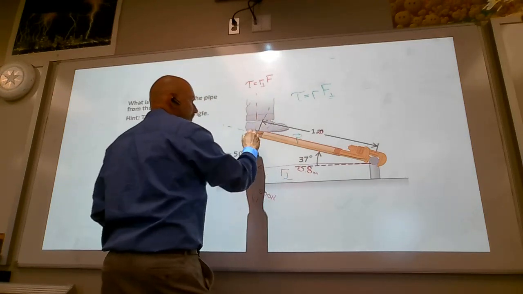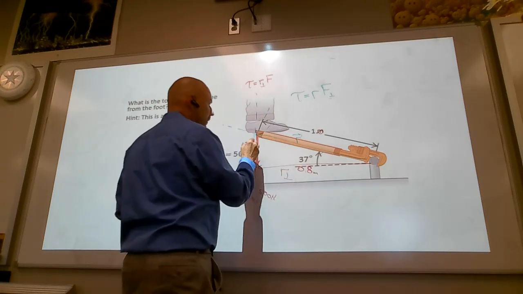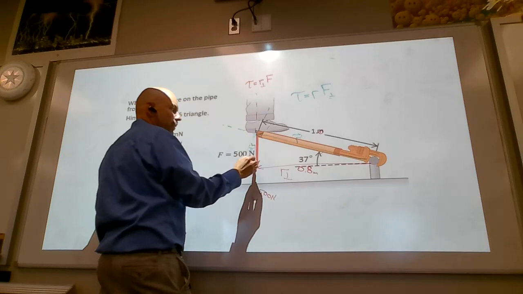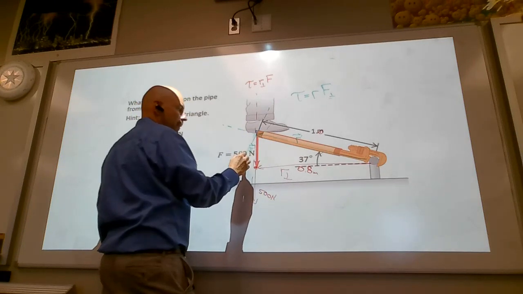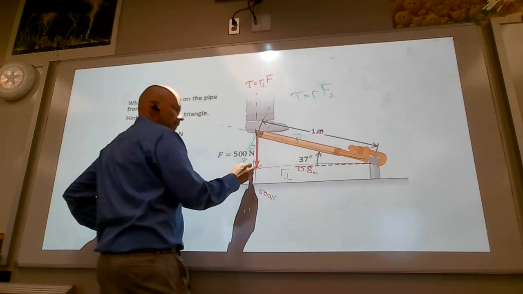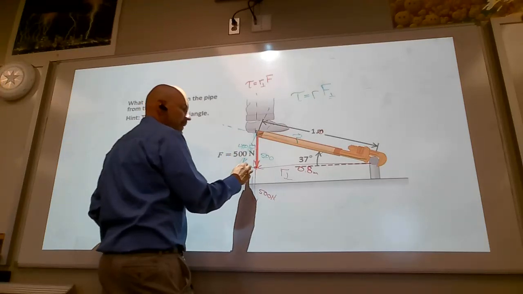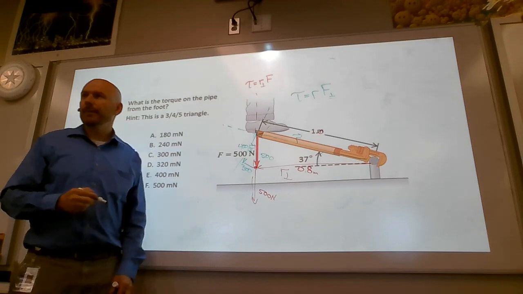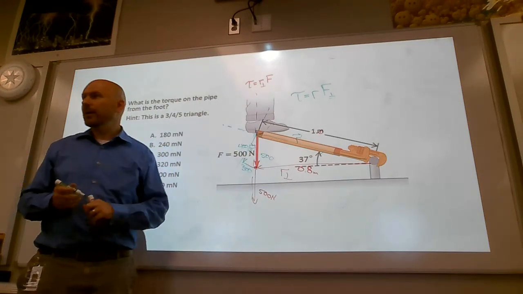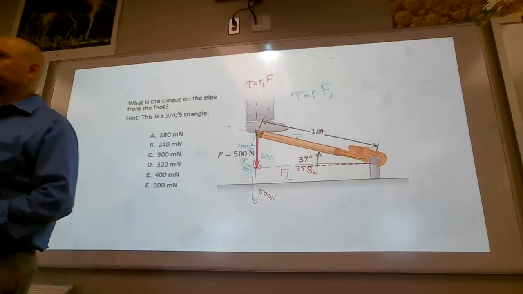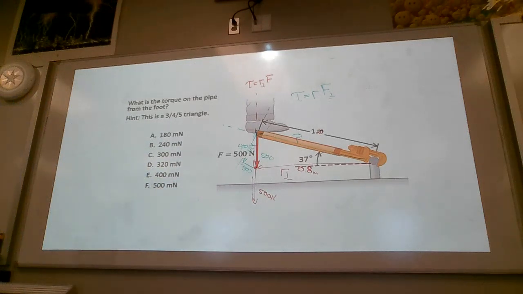Here's your axis. This 37 degrees is this 37 degrees. You want the component that's perpendicular to that. So this is 500. This has to be 400. This is 300, a 3, 4, 5 triangle, times 1 meter, 400 meter newtons. Either way. Good? How are we feeling about torque?